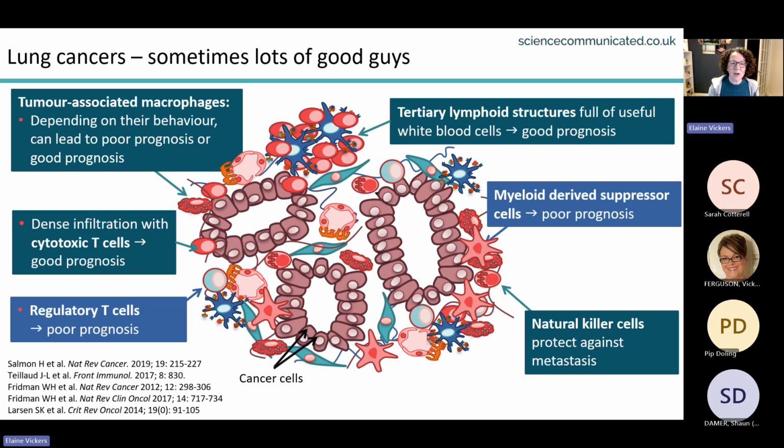And you get cancer-fighting T cells created from within that tertiary lymphoid structure. And those T cells really then don't have very far to travel at all before they're in amongst the cancer cells and killing them. So the presence of tertiary lymphoid structures is often a really good sign for the patient.